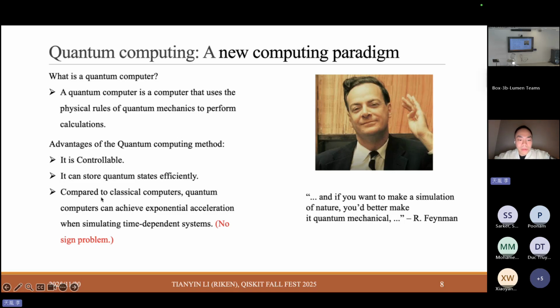Also, compared with the classical computer, the quantum computer can achieve exponential acceleration when we simulate time-dependent systems, which means it will not have a sign problem if we use the quantum computing method to simulate the hadron scattering process as well as the finite chemical potential region of the QCD phase diagram.